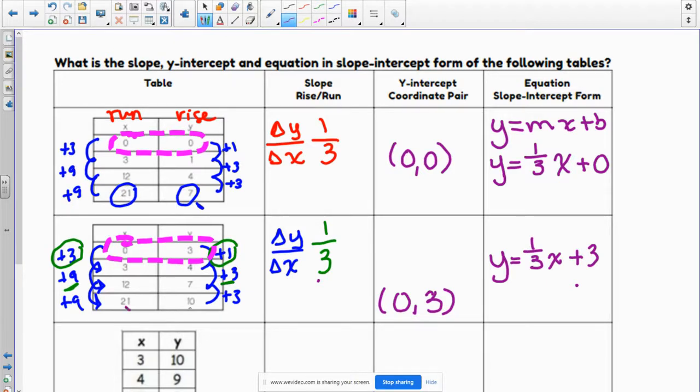So let's plug in 21 for x. You don't have to pick the bottom one. I just picked it because it's easy to see. So 1/3 of 21. So in other words, 21 divided by 3 is 7. And if I add 3, it equals 10. If I look over here, y is 10. I can guarantee my answer is correct. Again, easy way to check.